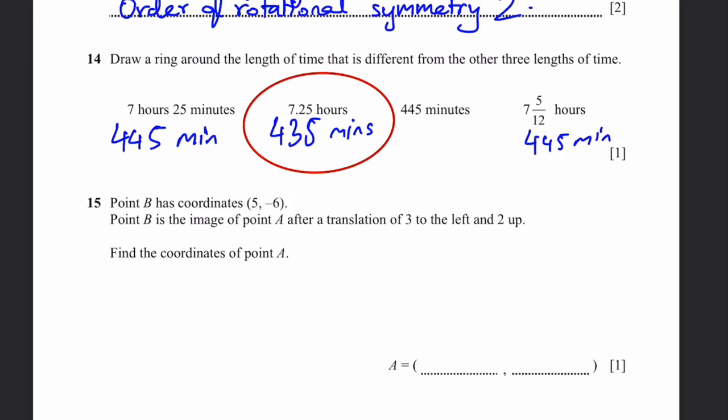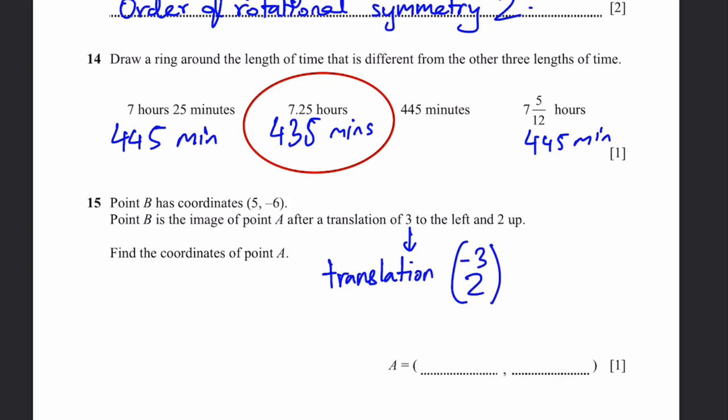Question 15. Point B has coordinates 5, minus 6. Point B is the image of point A after translation of 3 left and 2 up. Find the coordinates of point A. So translation of 3 left and 2 up is the same as using vector notation. Translation of left is negative, so minus 3, and up is positive, so 2. So minus 3, 2 vector.